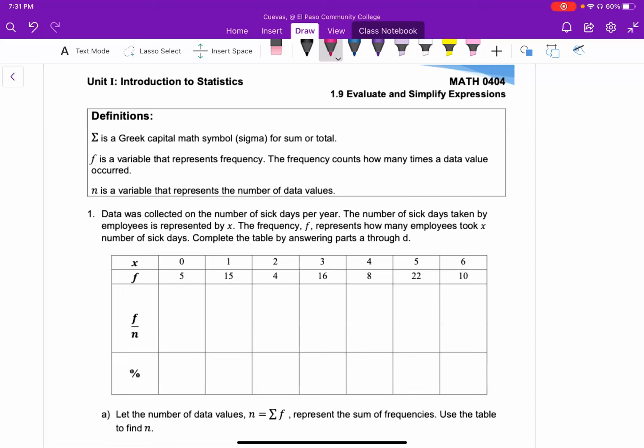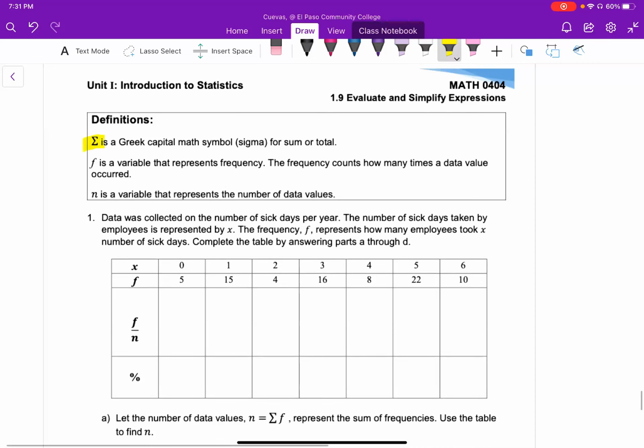Let's continue section 1.9. We're still evaluating and simplifying expressions. We have some definitions in this section, and in this case, we do actually use some of the symbols that are given to us. In previous ones, we were just given a value of a mathematical symbol. In this case, we're learning to use this symbol. So we have this Greek capital math symbol, sigma, for sum or total.